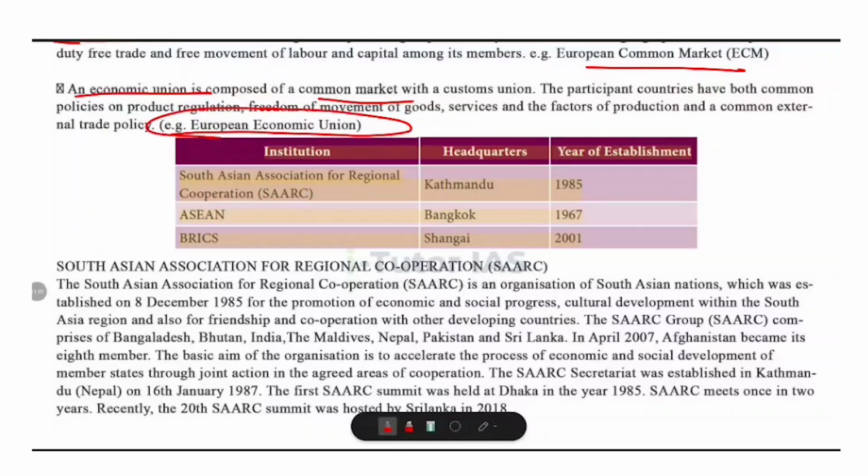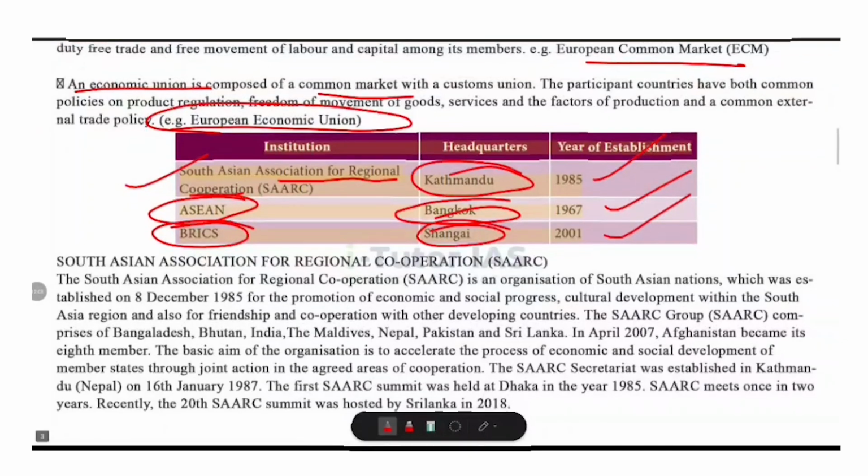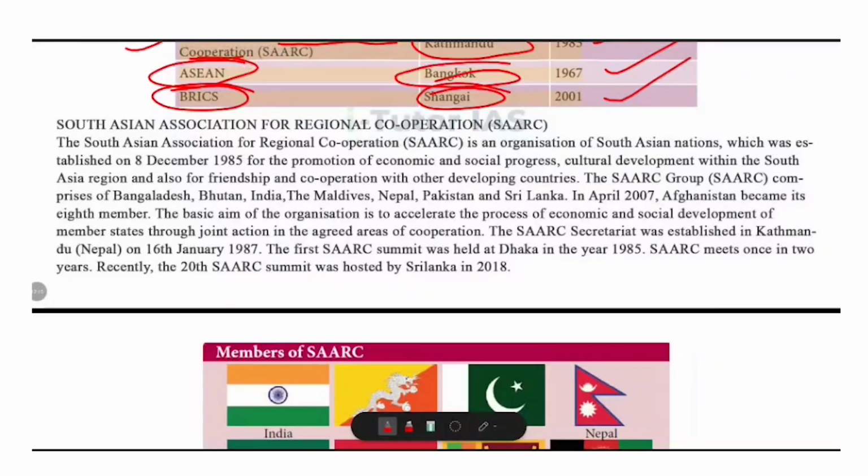Now let's look at some important trade blocs, their headquarters and year of establishment. First one, SAARC, that is South Asian Association for Regional Cooperation. Headquarters is in Kathmandu and year of establishment is 1985. Then ASEAN, Association of Southeast Asian Nations. Headquarters is in Bangkok and year of establishment 1967. Then BRICS, its headquarters is in Shanghai and year of establishment is 2001. Okay, now let's look at it one by one.